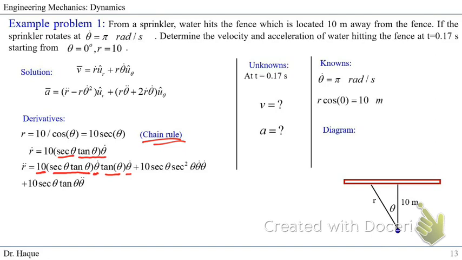Now for the second term, 10 sec theta remains the same. We have to deal with tan theta, and if you take the derivative of tan theta, you get sec squared theta, and for theta you will get theta dot, and then this theta dot remains as is. For the third term, we keep 10 sec theta tan theta the same, and for theta dot we take the derivative. It gives us theta double dot.